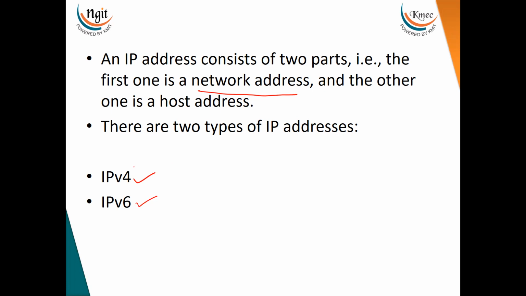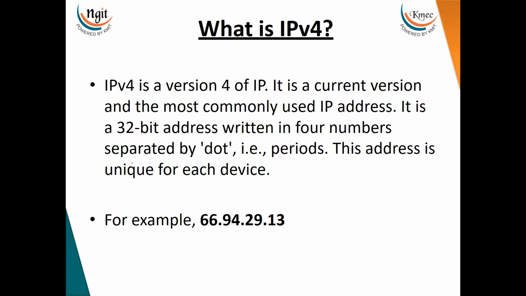In today's session, we'll learn about IPv4. What is meant by IPv4? This is version 4 of the Internet Protocol. For example, this is an IPv4 example. It is the current version and the most commonly used for IP addresses. Here we have a 32-bit address written as 4 numbers, each number is separated with a dot, and this address is unique for each and every device.